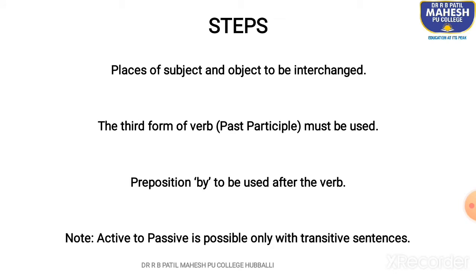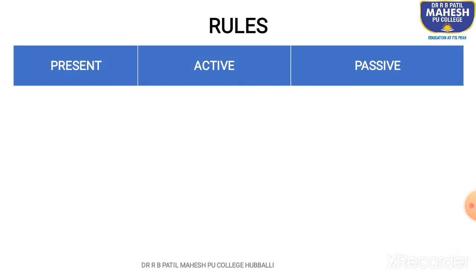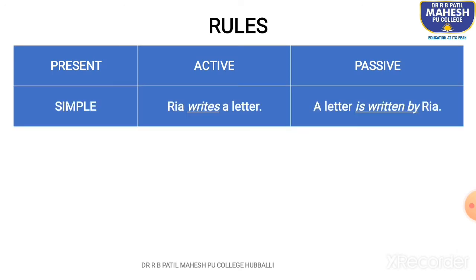Now, there's a note: active to passive is possible only with transitive sentences. Transitive sentences are those which have an object, where the action passes from the subject over to an object. So those are transitive sentences, and transformation of sentences from active to passive voice is only possible with transitive sentences. Now, let us look at the rules here. This is something that is going to help you in a better way.